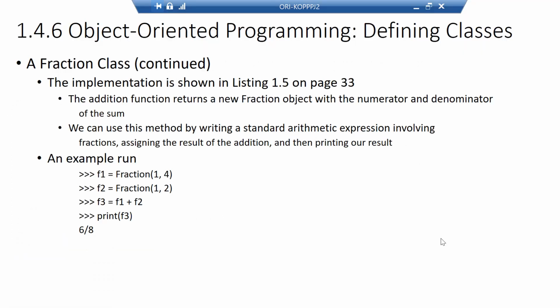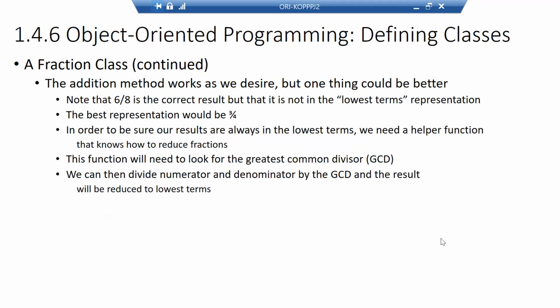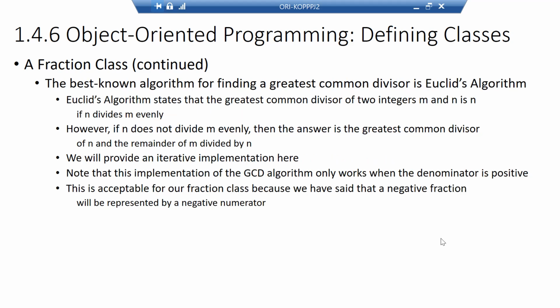So we did this. I just used a little different variables, but we got the same answer. So the addition method works as we desire, but one thing could be better. Note that 6/8 is the correct result, but it is not in the lowest terms representation. The best representation would be 3/4. In order to be sure our results are always in the lowest terms, we need a helper function that knows how to reduce fractions. This function will need to look for the greatest common divisor, or the GCD. We can then divide numerator and denominator by the GCD, and the result will be reduced to lowest terms.